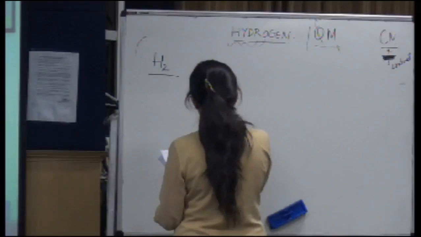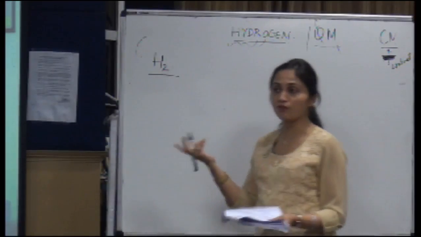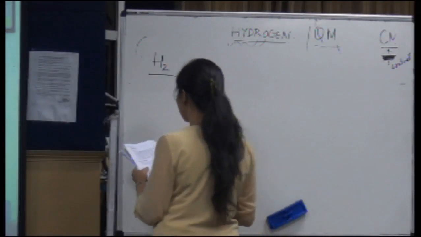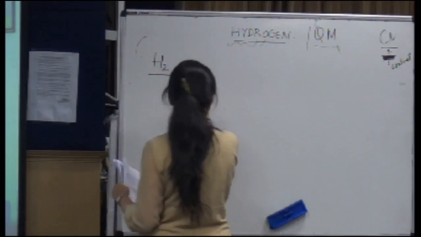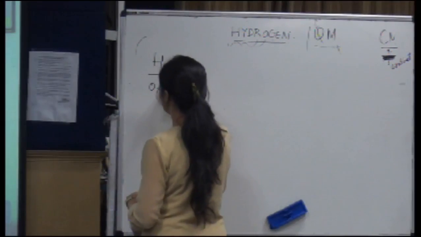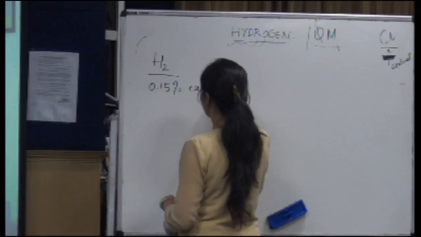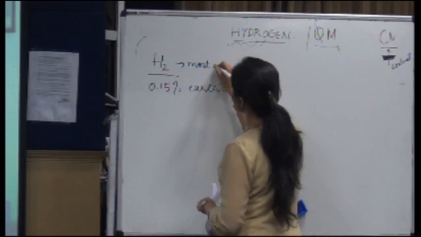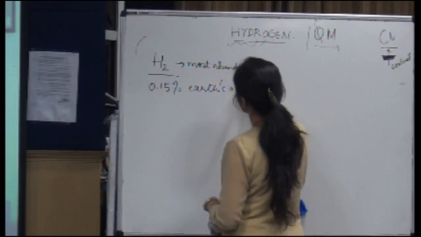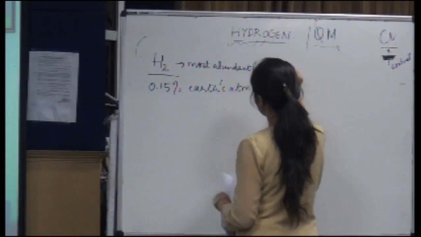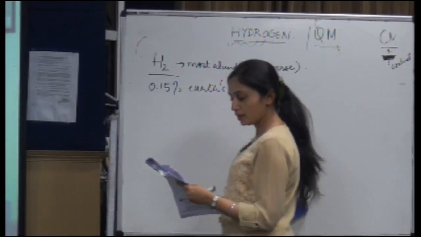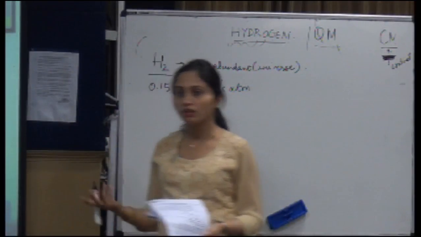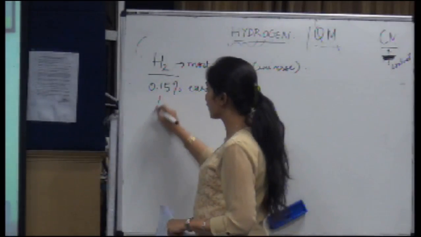The abundance on earth for hydrogen is very little, but it is the most abundant element in the universe. About 70% of the universe is made up of hydrogen, dihydrogen, but universe. And the Earth's atmosphere has only 0.15%. Only 0.15% is present in the Earth's atmosphere. But otherwise it is the most abundant molecule in the universe. Okay, so it becomes the principal element of the universe. Let's talk about the two types of hydrogens which are possible.